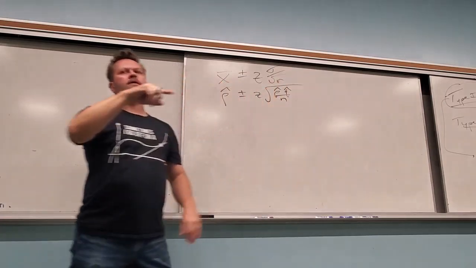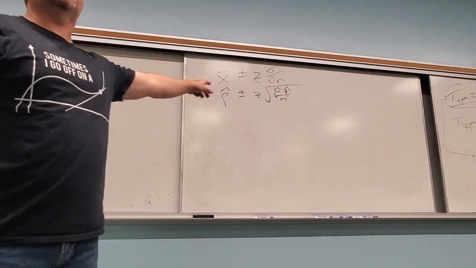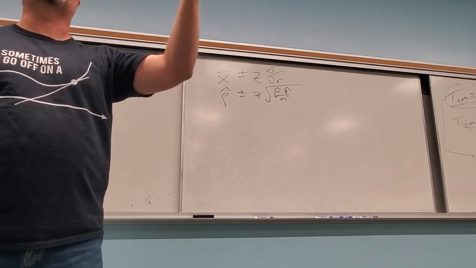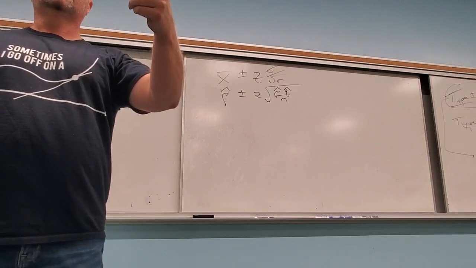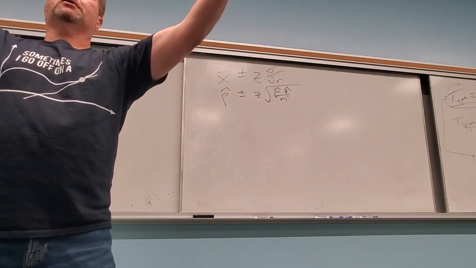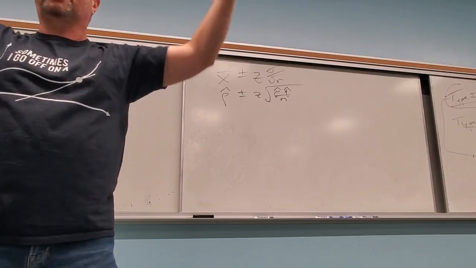Why are there P hats in that statement? What situation are we in there? Do we know the actual population percentage? If I did, why would I be trying to make a confidence interval to determine what it could be, right?